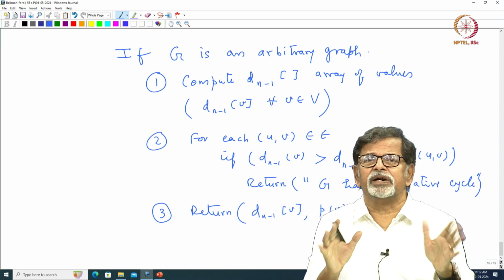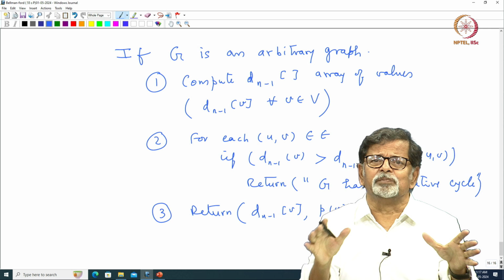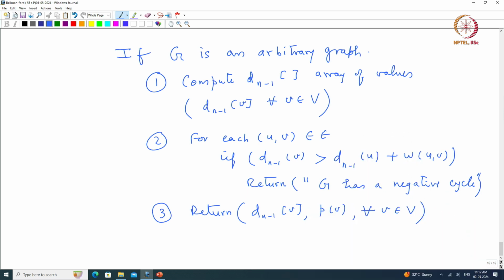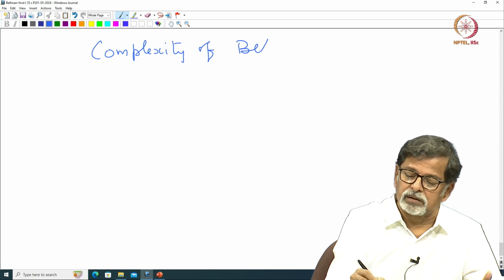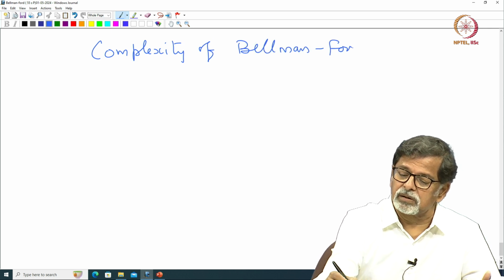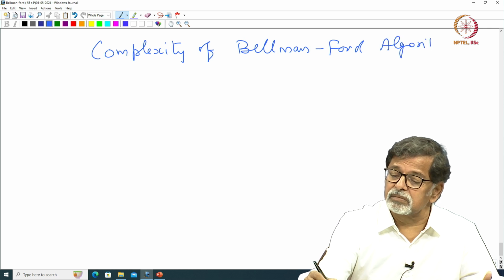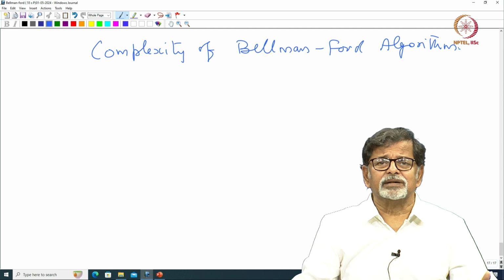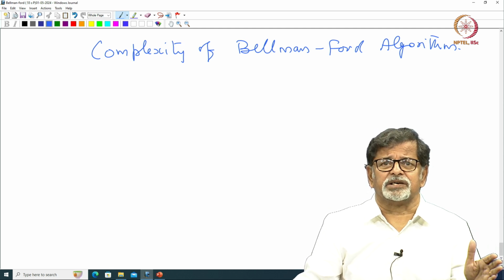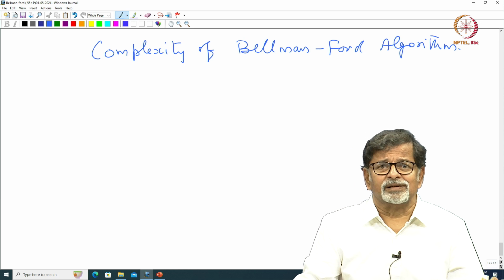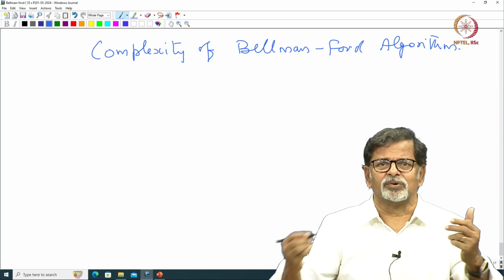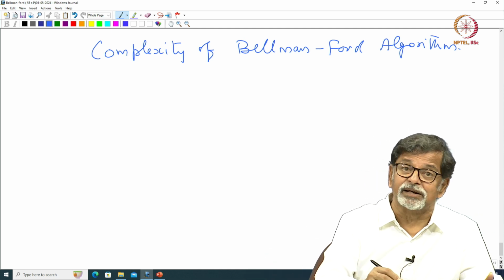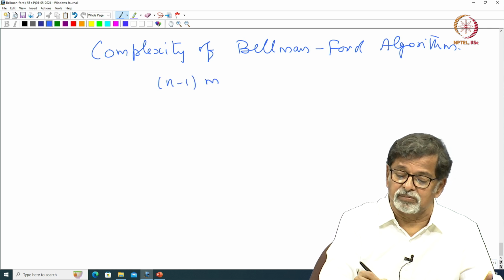Okay. Very clever and nice algorithm. The complexity is very easy to determine. Complexity of the Bellman Ford algorithm. It is very simple. There are n minus 1 iterations. In each iteration you are working on all edges. On behalf of each edge you do one comparison and one assignment. Therefore, the complexity is clearly n minus 1 times m.